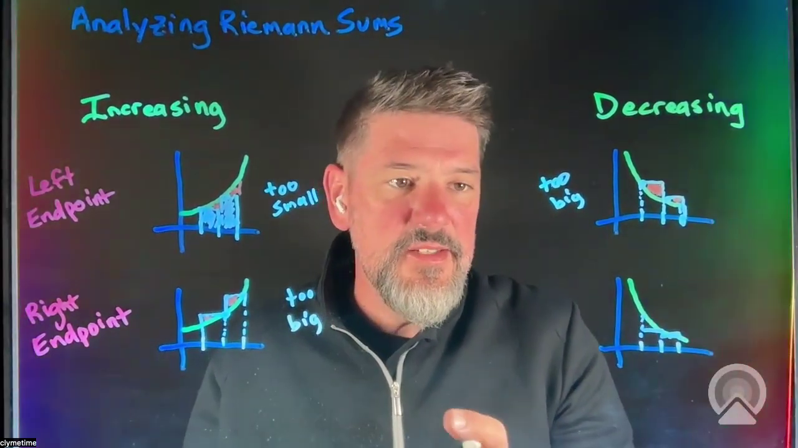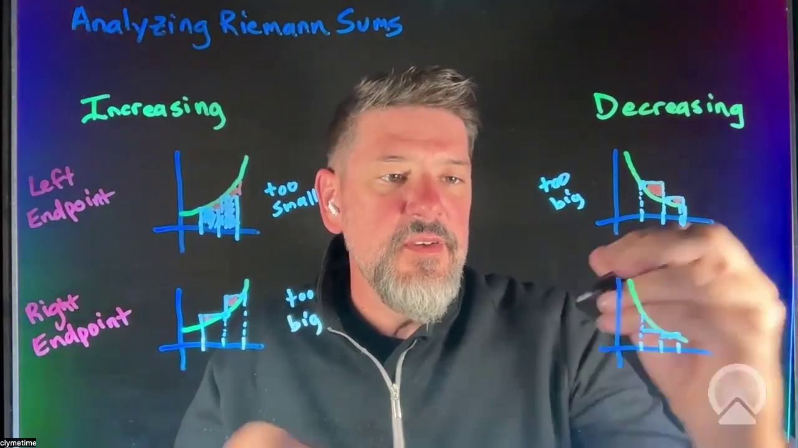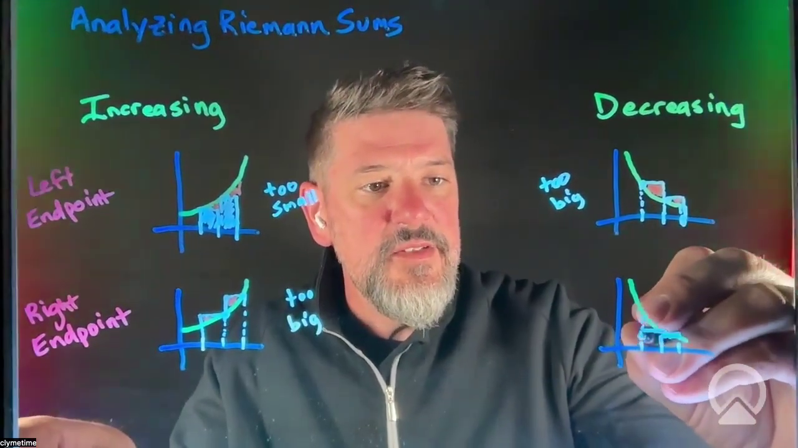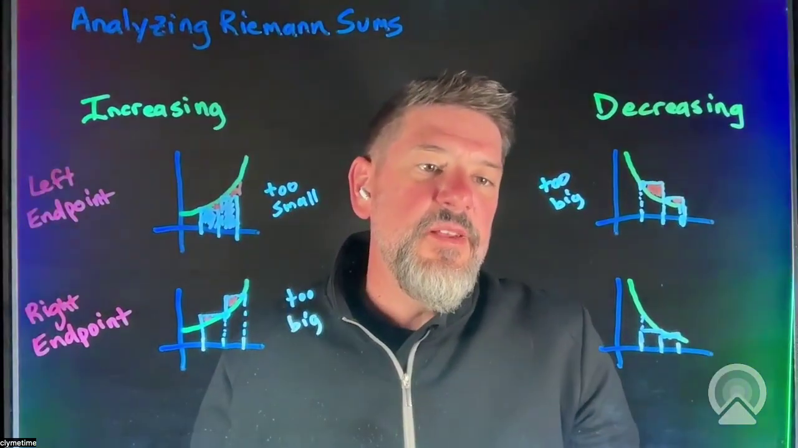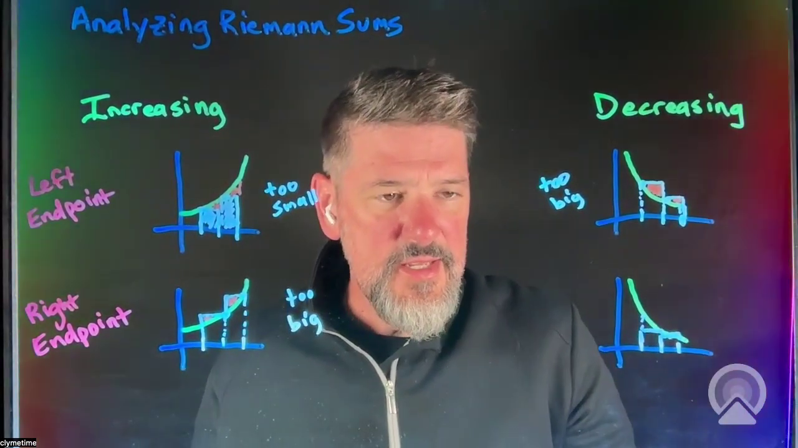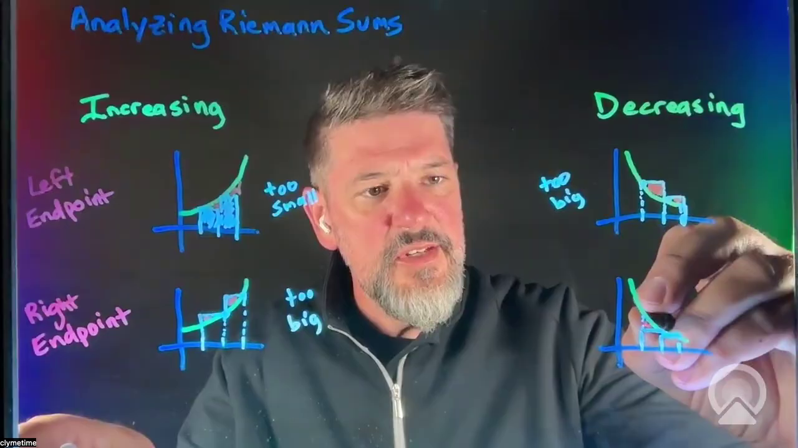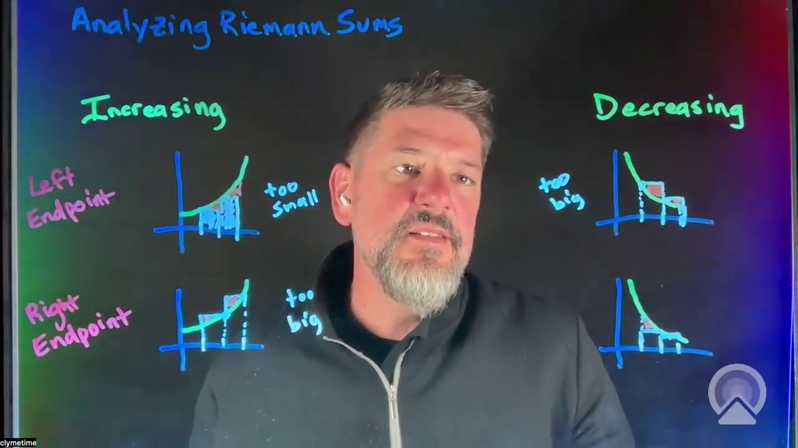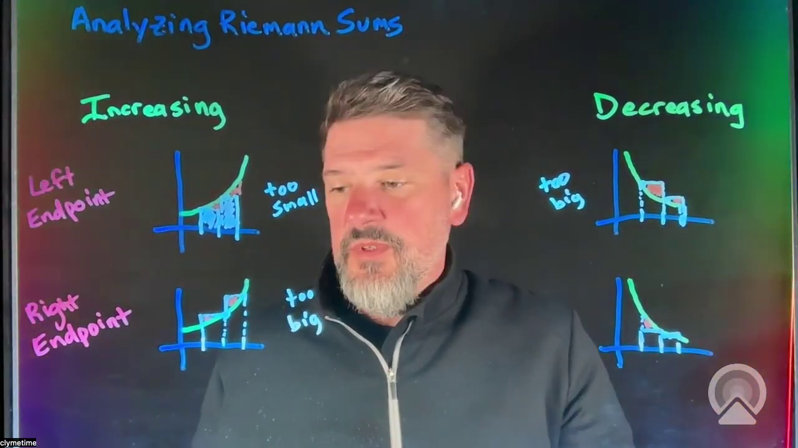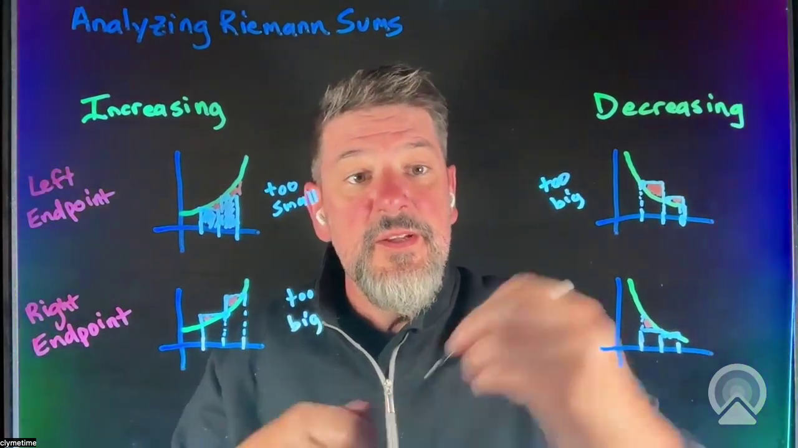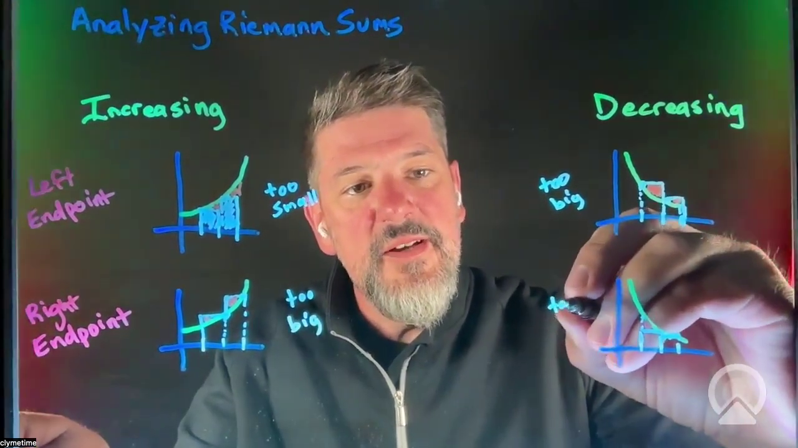It's a little harder to see the too small there, probably because my rectangles are not as good as they could be. But you probably see what's going on. You get the idea. So you can see that this little orange area here is missing, and so in this case, the area would be too small.